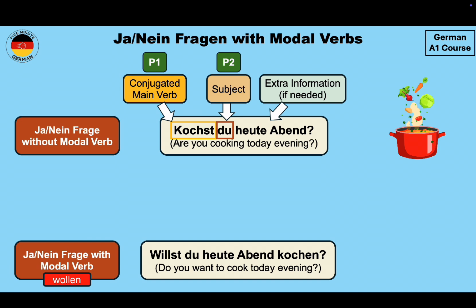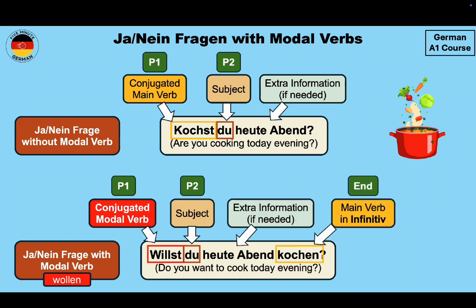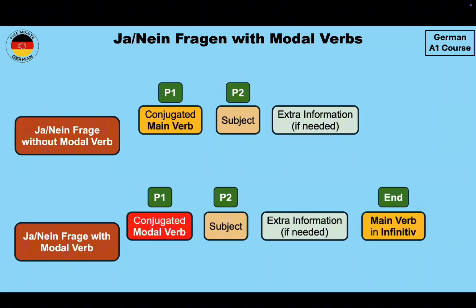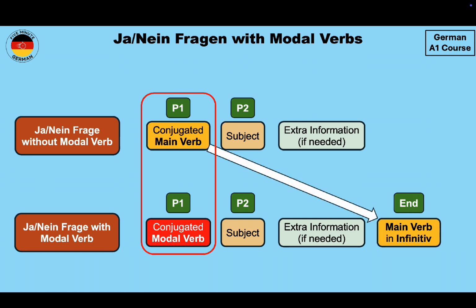Over here, you see that at first position, we have the conjugated modal verb followed by the subject at position 2. Then we have the extra information, and the main verb goes to the end in infinitive form. So let's do a comparison between Ja, Nein Frage without modal verb and with modal verb. So you see the change happens at position 1, where the conjugated main verb is replaced by the conjugated modal verb, and the conjugated main verb goes to the end in infinitive form.